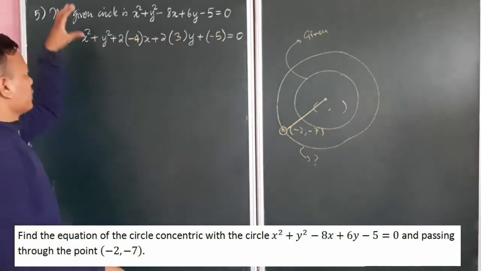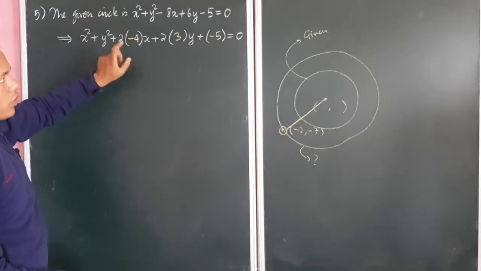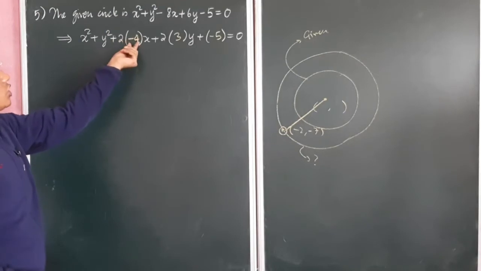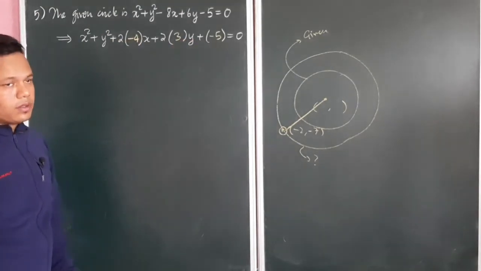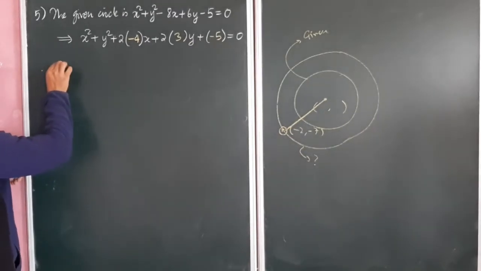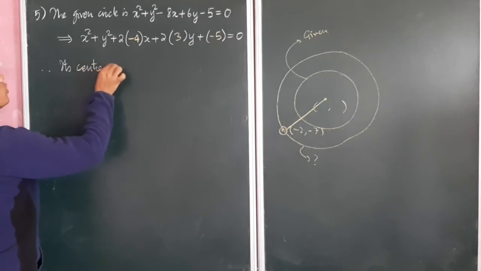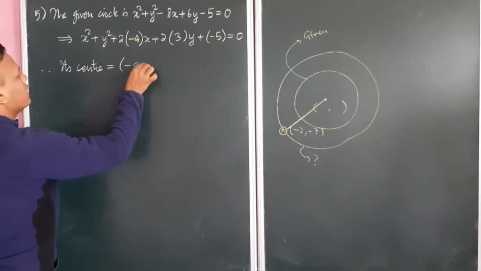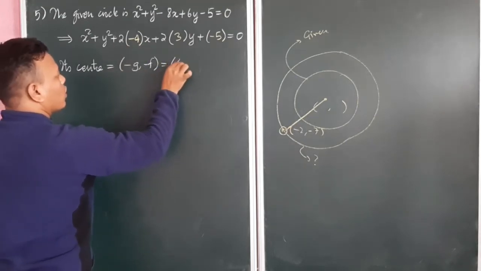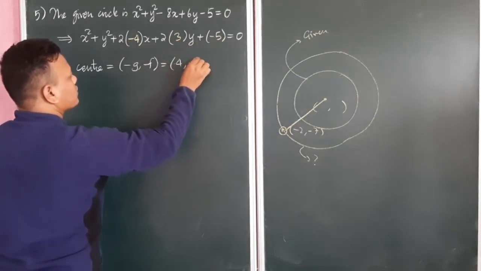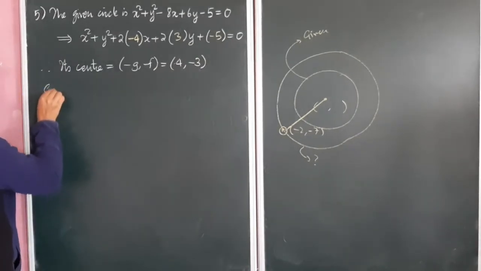So the given circle is this one. If I represent this in general form, you will get this much, where G is -4 and F is 3 with C equal to -5. So its center will be equal to how much? Minus G comma minus F, that is minus G is 4 and minus F is -3.